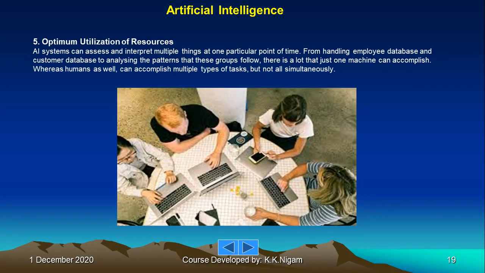Optimum utilization of resources is a very big boon with AI. You can make your resources optimally utilized. Whatever resources you have, as a human being you may find it difficult, but when you use AI, you will see there is a perfect, most optimum utilization of your resources, and thereby you are getting the best benefit of whatever you have.